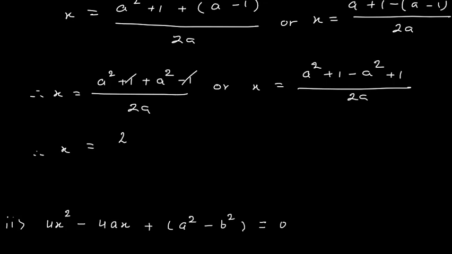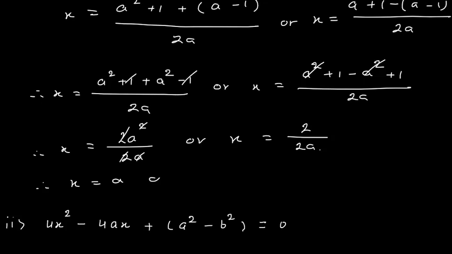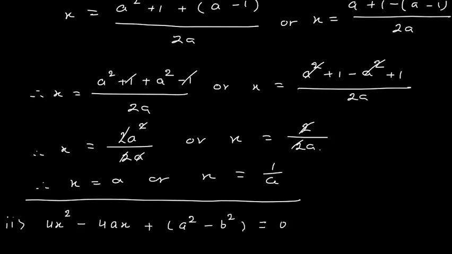So therefore x is equal to a square plus a square is 2a square divided by 2a, or we have x is equal to, this a square will cancel, so numerator is 2 and denominator is 2a. So this 2 and 2 will also cancel, a and a will cancel, so we have x is equal to a, or we have x is equal to 1 upon a. So the value of x is a, or the value of x is 1 upon a.